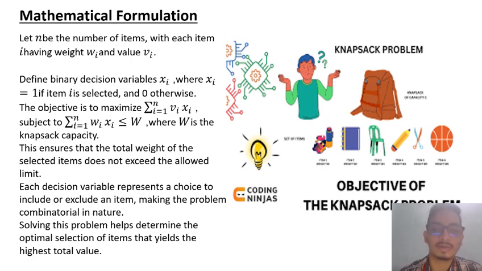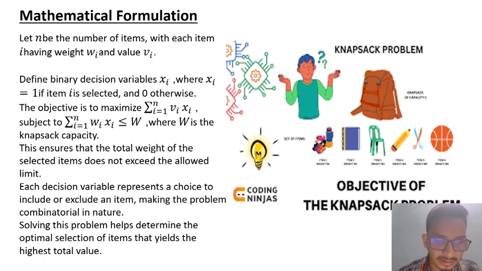Mathematical formulation. Let n be the number of items, with each item i having weight wi and value vi. Define binary decision variables xi, where xi equals 1 if the item is selected and 0 otherwise. The objective is to maximize the sum from i equals 1 to n of vi xi, subject to the sum from i equals 1 to n of wi xi less than or equal to W, where W is the knapsack capacity. This ensures that the total weight of the selected items does not exceed the allowed limit.